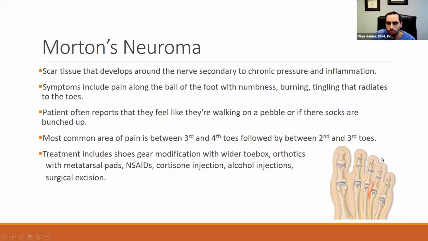And some of the treatments include shoe gear modification with a wider toe box, orthotics with metatarsal pads to decrease pressure off the nerves, NSAIDs, cortisone injection, alcohol injections, and when these don't work, we can do surgery to remove the nerve. And so this nerve is really just sensory. It's not important. It doesn't control any muscle or anything. So by removing it, we're able to get rid of the pain. The only thing is that after removing it, we might have a little bit of numbness between those two toes.